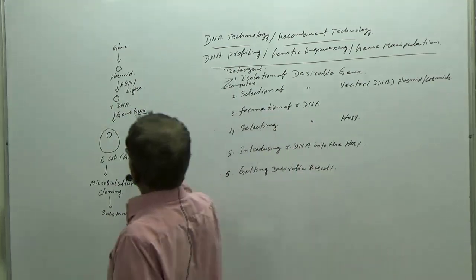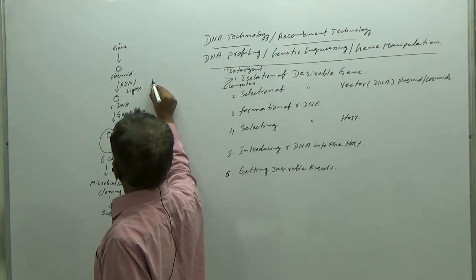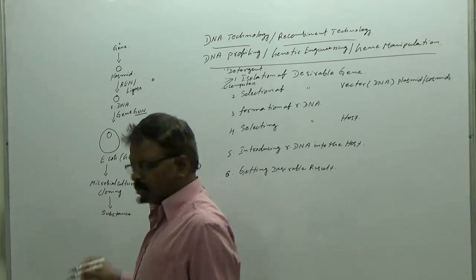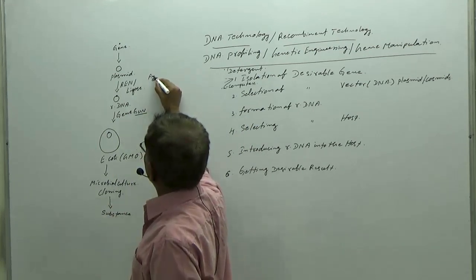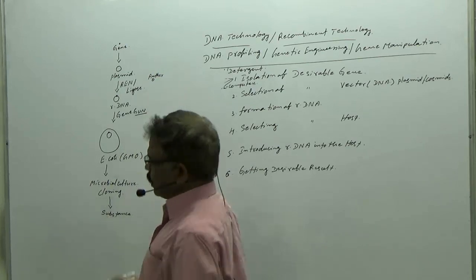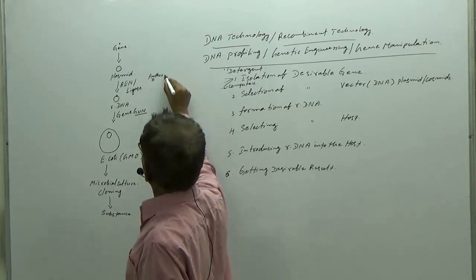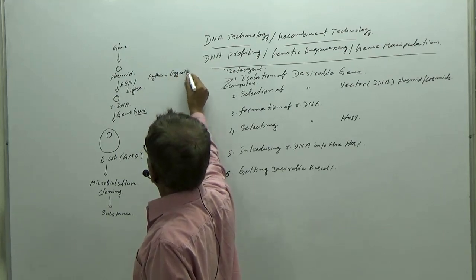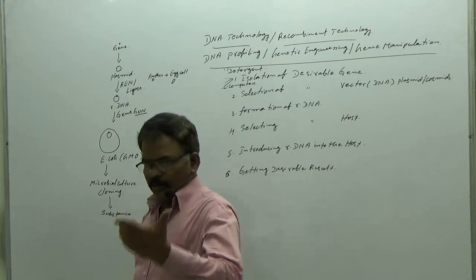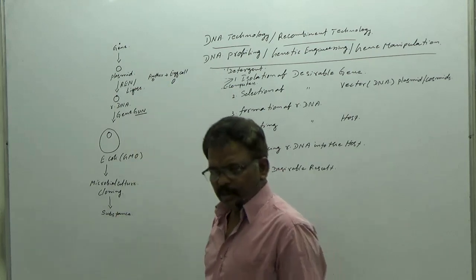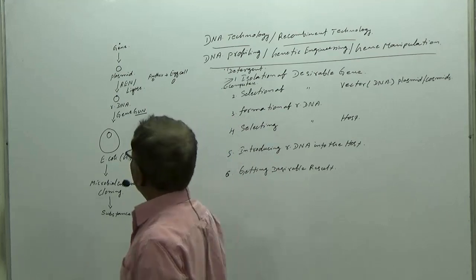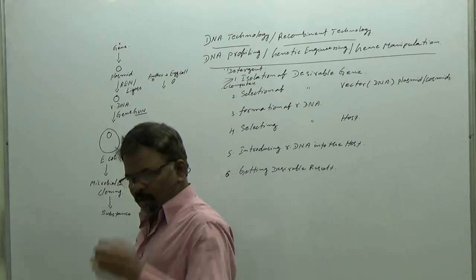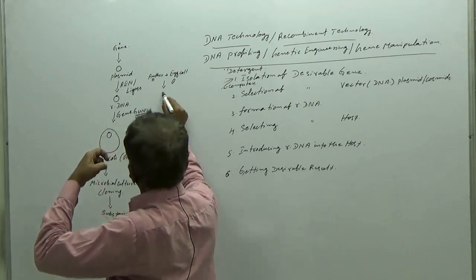Now see, they collect one anther from the plant. What is this anther? The male reproductive part. Then the egg cell. What is this egg cell? The female egg cell, from the gynoecium. Then they fertilize these two artificially. That leads to formation of a zygote.